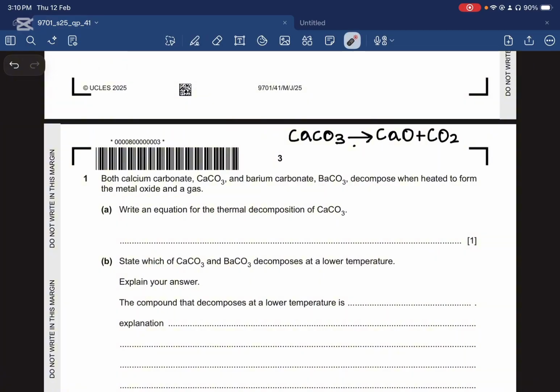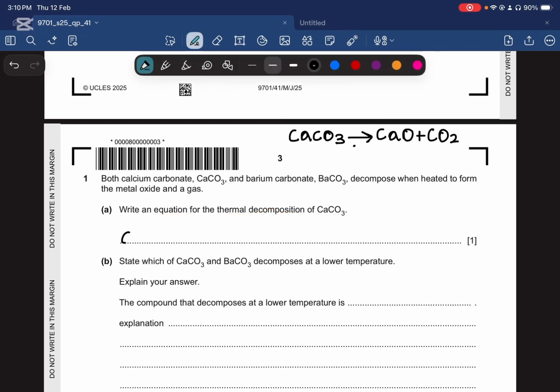So if the question is write an equation, we have already solved this. Write an equation for the thermal decomposition of calcium carbonate. So it's basically calcium carbonate simply decomposing to form calcium oxide plus carbon dioxide. Nothing really to understand here. It's basically just a reaction which you have to rote learn.